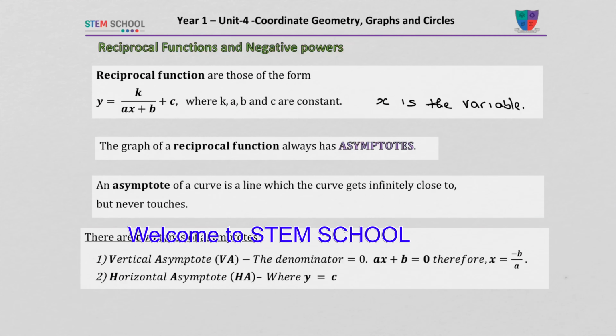Reciprocal functions and negative powers. Reciprocal functions are those of the form y equals k over ax plus b, plus c, where k, a, b, and c are constants, and x is the variable. The graph of a reciprocal function always has asymptotes. An asymptote of a curve is a line which the curve gets infinitely close to but never touches.